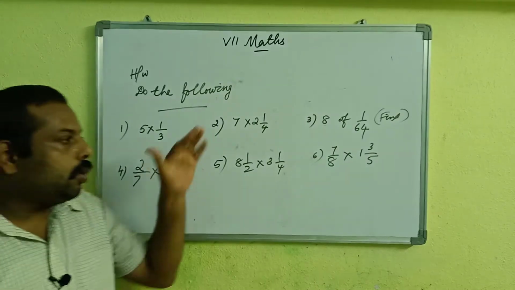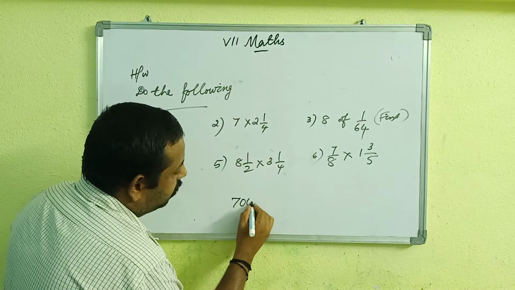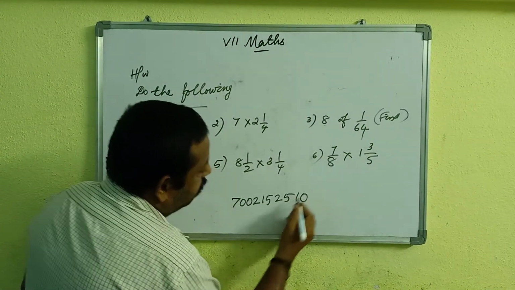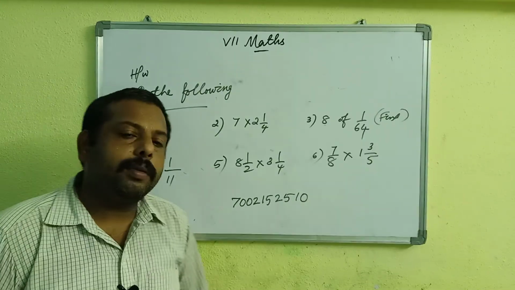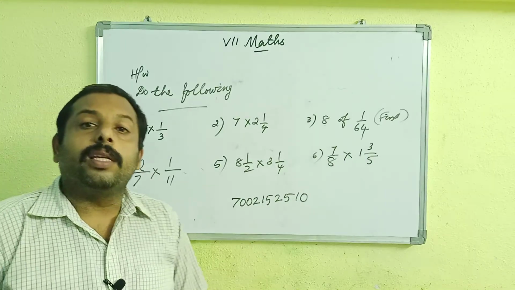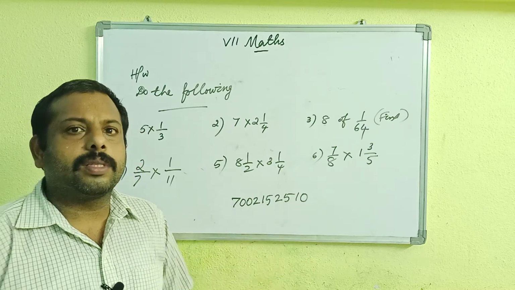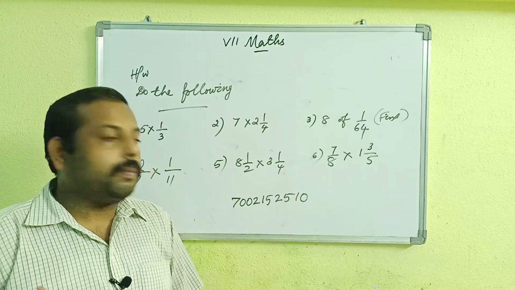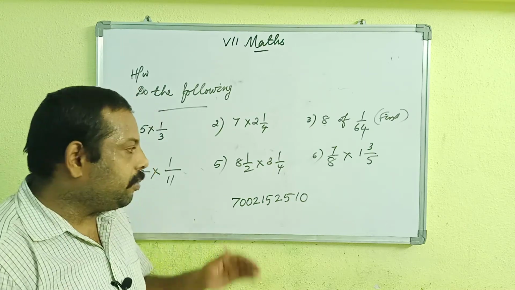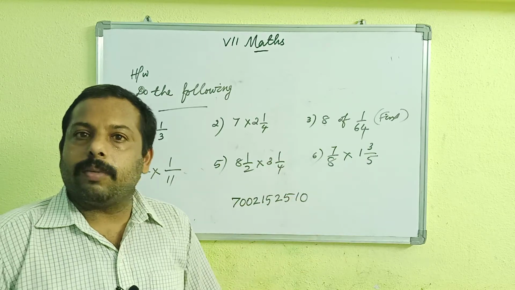So do all these problems and send the answers to this number, 7002152510. This is my personal WhatsApp number. You can send the answers to this number only. Nobody should post the answers in the class group or school group, because some of the parents or people are always getting trouble whenever they get messages. That is why we have told you to send the answers to the concerned teacher's personal WhatsApp number.